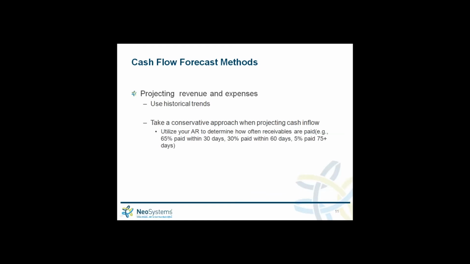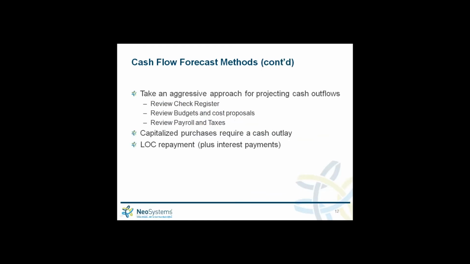So after each month that you invoice, keep track of how many of those clients or those invoices get paid within 30 days. Typically you're around 50 to 60% of those invoices getting paid in 30 days, 30% paid within 60 days, 5% paid in 75-plus days. So that's a good way to gauge conservatively how much cash will be incoming on a monthly basis.